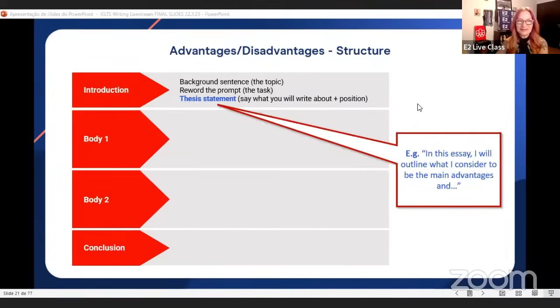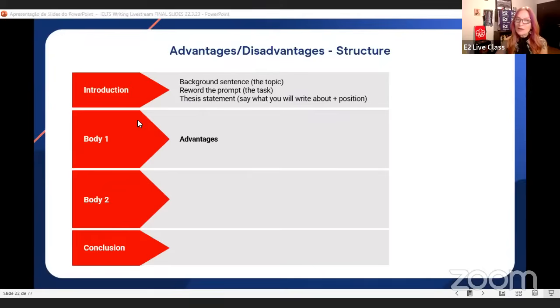Are we good? Okay. One paragraph is going to deal with the advantages, another paragraph the disadvantages, and then the conclusion. The conclusion is kind of like a paraphrase of your introduction. They have to be connected. So let's take a look here how they're connected. If you look at the background sentence, it's to introduce the topic. And then in the conclusion, you should make a broad statement about what was discussed.